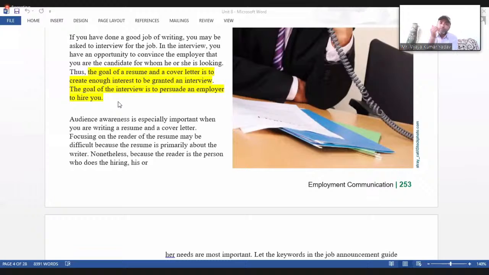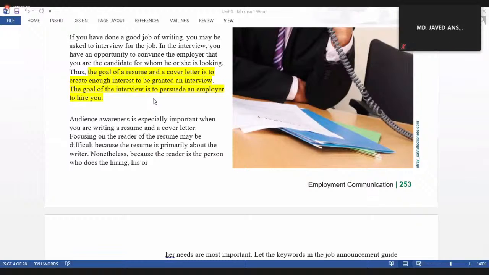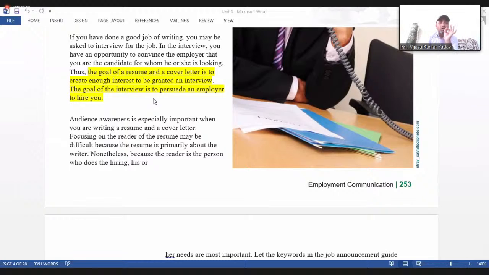If your resume can satisfy the employer, if your cover letter can satisfy your employer, then you will be called for an interview. And if you are called for an interview, then your 50% work is over, finished. So the goal of the interview is to persuade an employer to hire you.